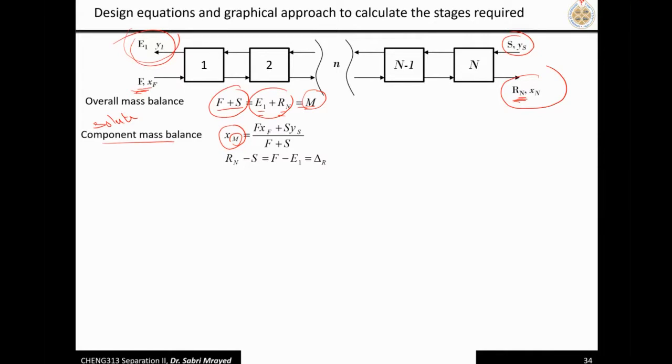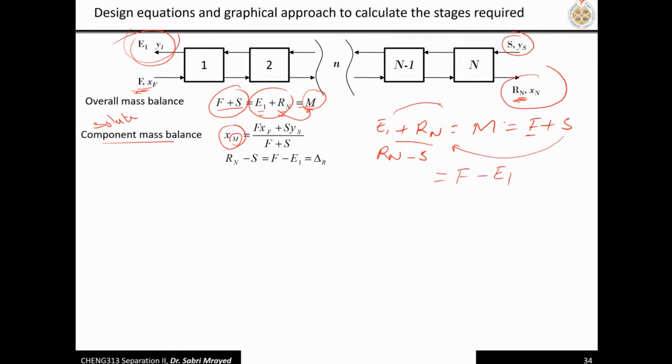Now, as I said before, usually we have YS equal to 0, because simply we usually use pure solvent. But you have to include it in the equation just to make it more general. Now, if we rearrange this equation and we write another equation for this, if we use this one and this one, I can have, for example, E1 plus Rn equal to M also, and equal to F plus S. So it's basically the same equation. So if we rearrange this one, if we say Rn and we take S here with this one, it's going to be Rn minus S equal to F minus E1.